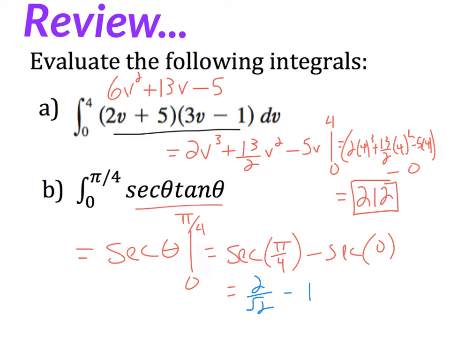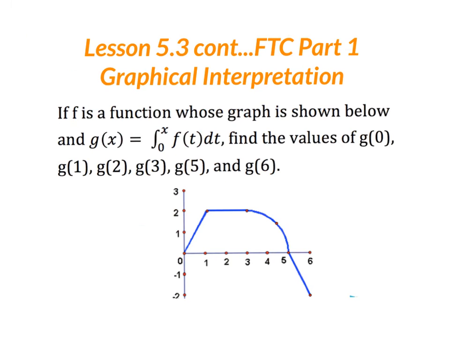And so we can keep our answer like this if you want, but if you rationalized the first term, square root 2 over 2, I think we get square root of 2 minus 1 for a more simplified answer. But hopefully you got both of these as a little review from 5.3 day 1.